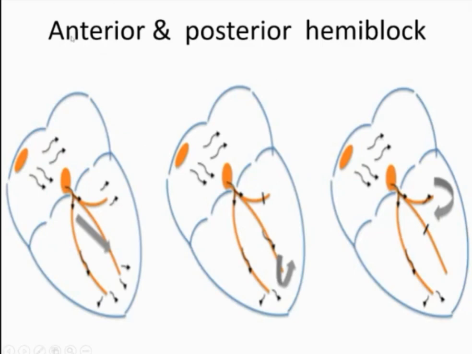Sometimes the anterior fascicle is involved. The left bundle comes in a posterior and an anterior bundle, okay? When only the posterior is blocked, not the whole left bundle, the propagation comes from the atria to the anterior fascicle and goes back to the posterior fascicle. So it will cause a right axis deviation on the ECG. While if the anterior fascicle is blocked, the impulse comes to the posterior fascicle and returns back to the anterior fascicle, and it will cause left axis deviation.